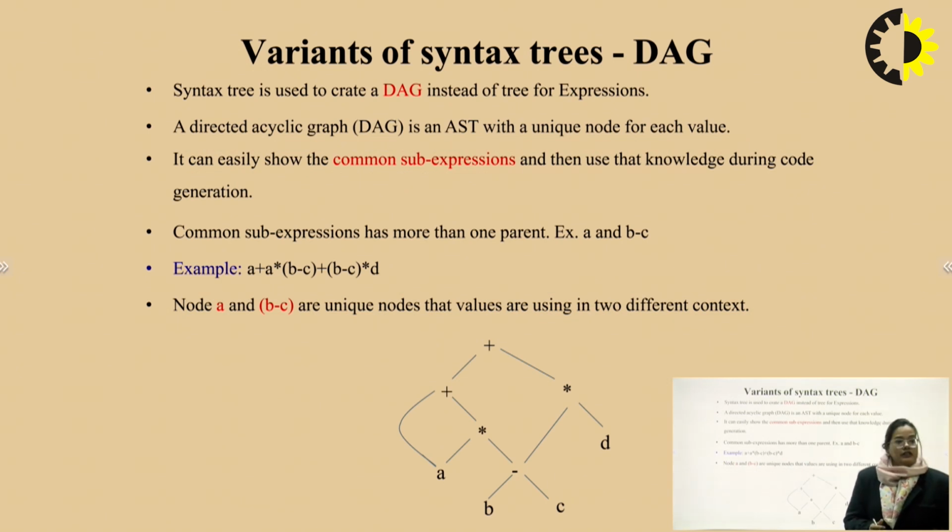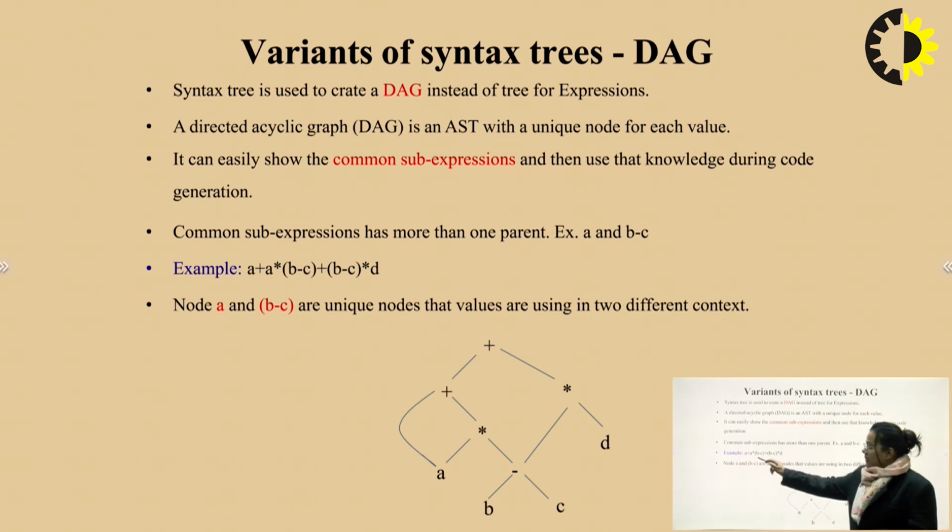Now, the variants of syntax tree. This is the first representation of intermediate code. A syntax tree is used to create a DAG, that is a directed acyclic graph, instead of a tree for an expression. A directed acyclic graph is an AST, abstract syntax tree, with a unique node for each value. It is easy to show the common subexpression and then use that knowledge during code generation. A common subexpression has more than one parent.